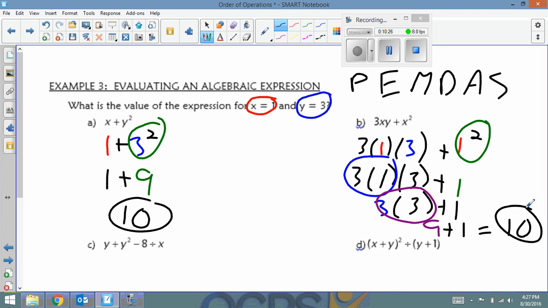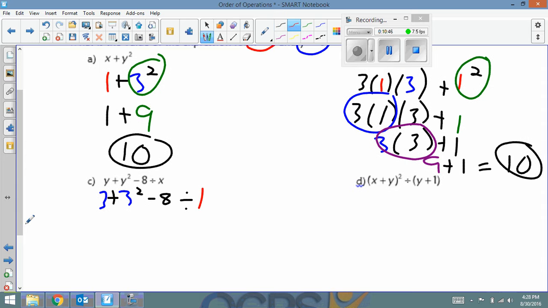So on letter C, every time we see a y, we're going to replace it with 3. So I have 3 plus 3 squared minus 8 divided by our x, which we know is 1. So let's scroll this down a little bit. Okay, so we don't have any parentheses, but we do have an exponent, so we got to do that first. So this is going to be 3 plus, well, 3 squared is 9.